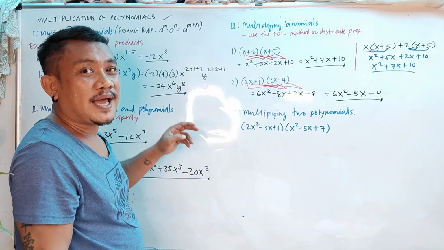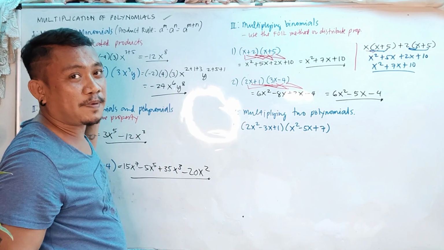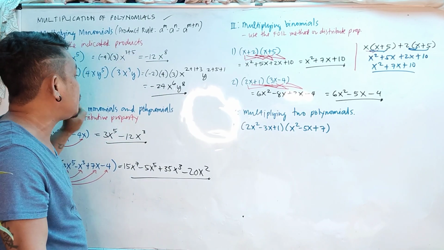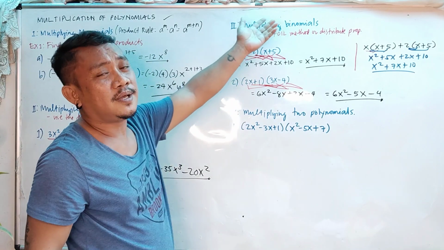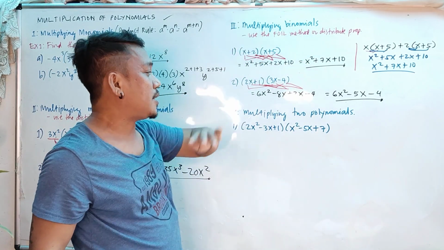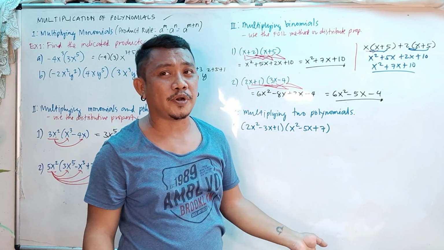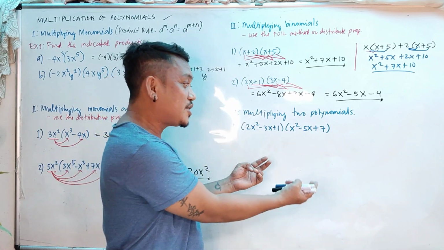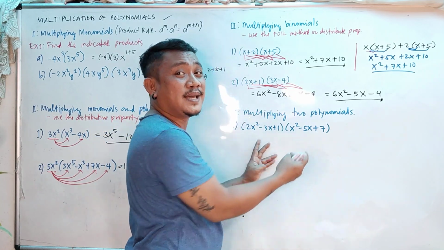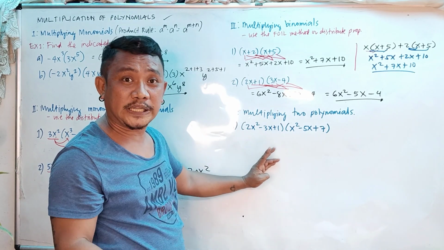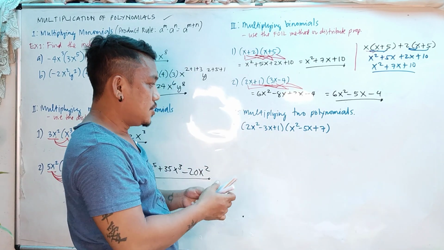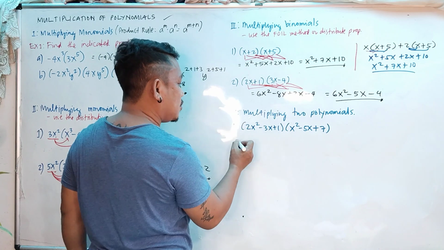Okay. So, I really hope that from time to time you learned from the previous examples of the simpler ones. First, we introduced the multiplication of two monomials. Second, multiplication of monomial and polynomial. Third, multiplying binomials. Fourth, multiplying two polynomials. So, it is higher now. Two polynomials are to be multiplied. Still, use the distributive property. Okay?